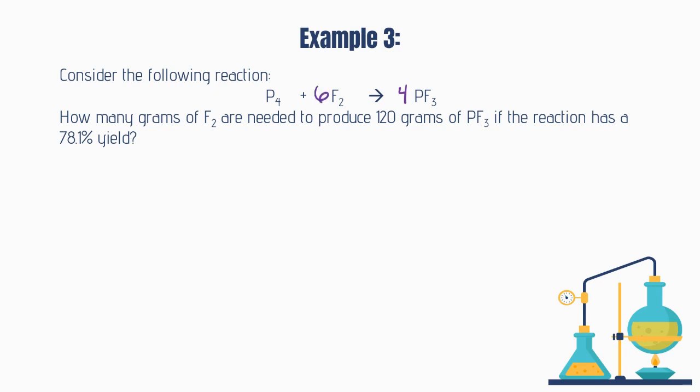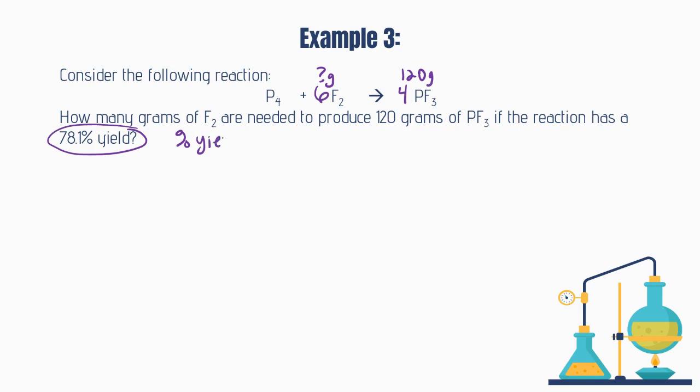Okay, so now let's look at the problem. We want grams of fluorine. So we're looking for grams of F2, and it says they are needed to produce 120 grams of PF3. And it tells you the reaction is only a 78.1% yield. So it's not 100%. There's clearly some lab error in here. So let's think about this.